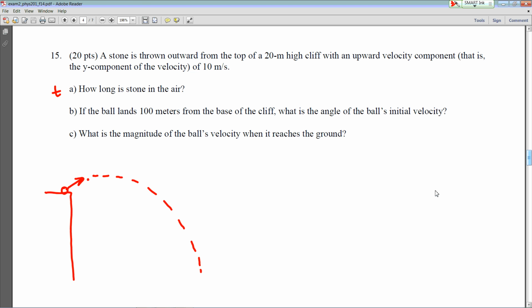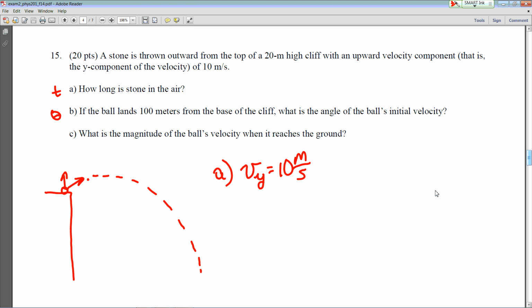I want to know the total time in the air. It lands 100 meters from the base of the cliff. I want to know what is the angle, and then I want to know the magnitude of the ball's velocity when it reaches the ground. So the first thing is I know that Vy is equal to 10 meters per second. Usually in problems I give you the velocity, but here I gave you just the y component of the velocity. So all you know is this particular component.